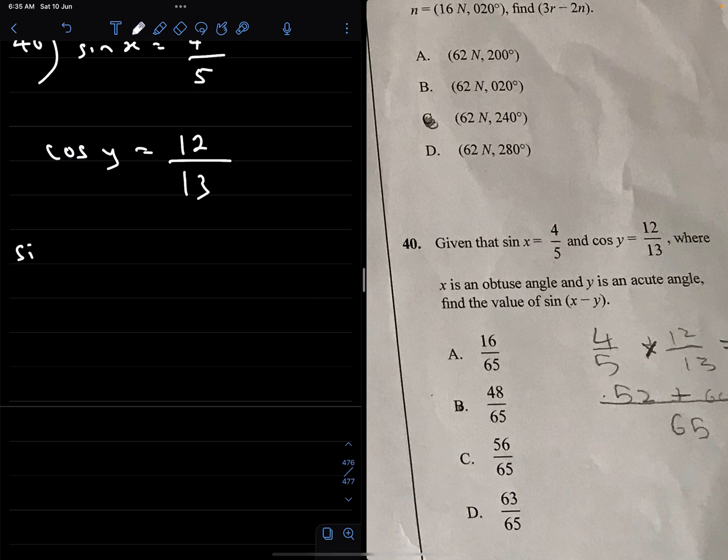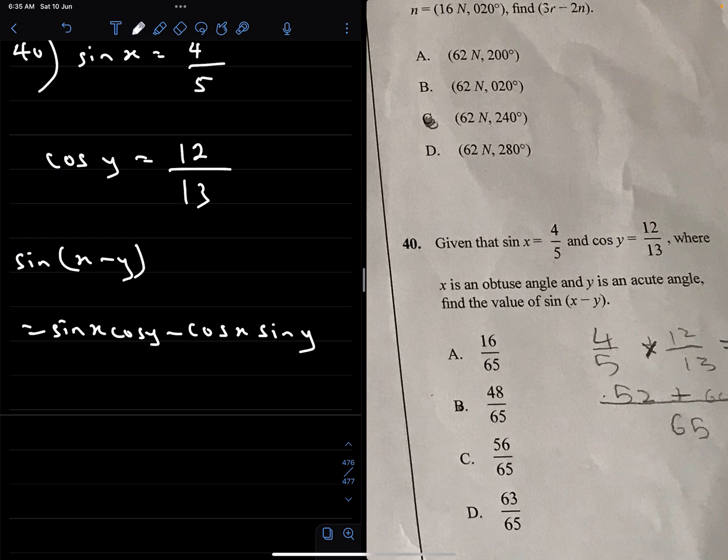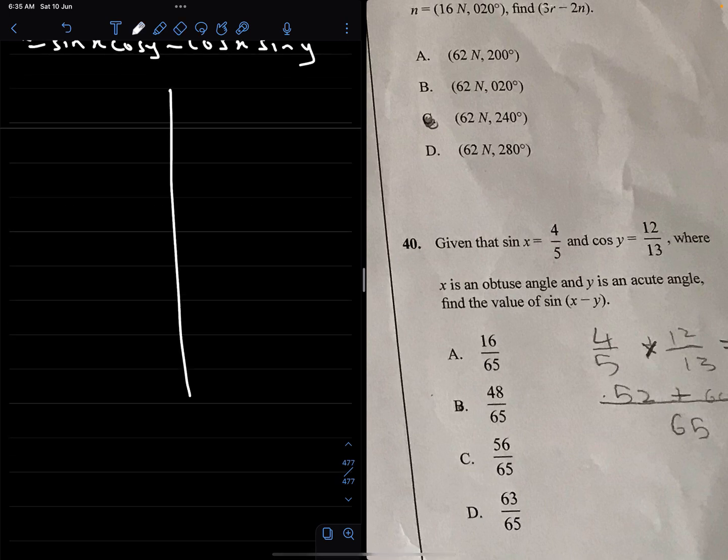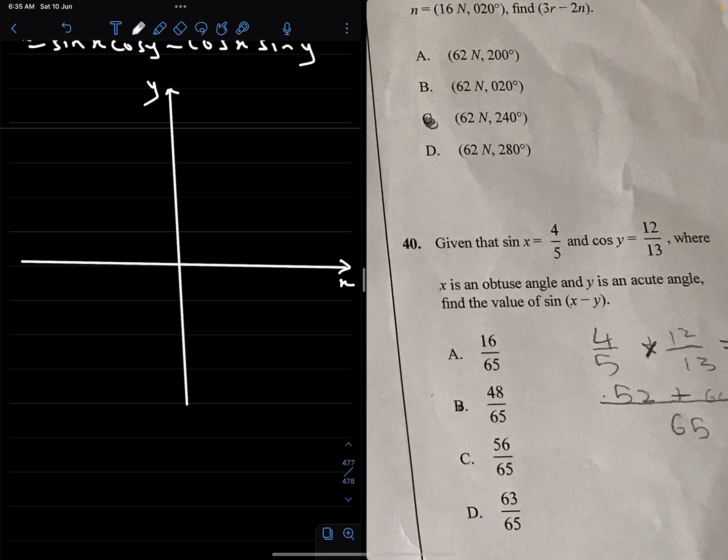Sine x minus y is equal to sine x cos y minus cos x sine y. So now we need to find sine y and cos x. So how do we do that? They already told us that x is an obtuse angle while y is an acute angle. So let me check this first.